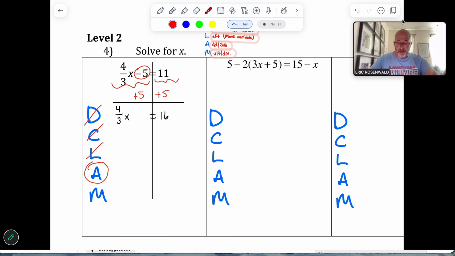Now, what happened with that middle portion? The positive 5 and negative 5. 5 minus 5 just canceled themselves out, okay? So we finished that step. Let's move on to the next.